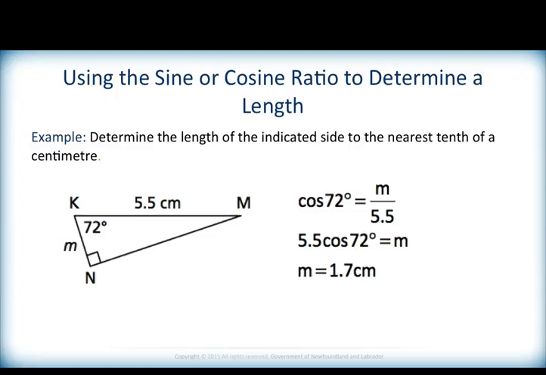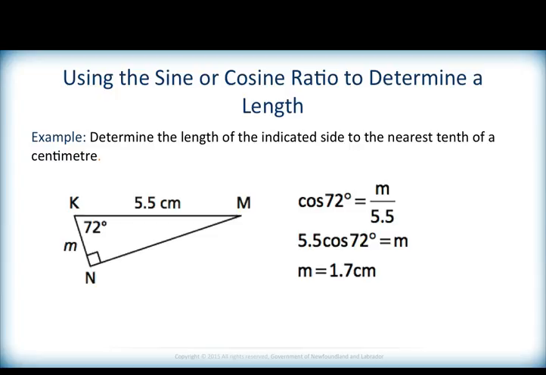So in this example, we're going to use the cosine ratio since we need to find the adjacent side and we're given the hypotenuse. So cos 72 degrees equals m divided by 5.5. We're going to multiply by 5.5 on both sides to isolate the variable m. 5.5 times cos of 72 degrees equals m. Make sure to double check that your calculator is in degree mode, and when you do that, you will get an answer of 1.7 centimeters.